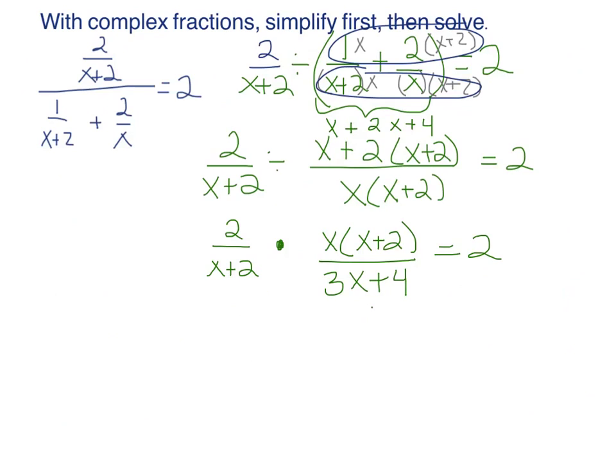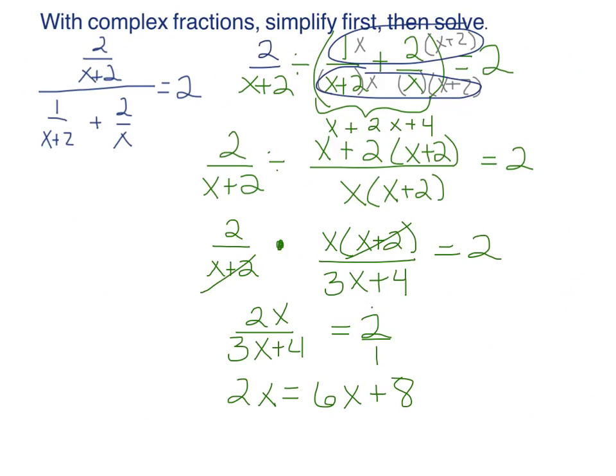And we're multiplying, so we could cross out, remember on this side, the x plus 2's can go, and you've got 2x over 3x plus 4 equals 2. Now we've gotten it down to the point where we can cross multiply, because that's over 1. So you have 2x equals 6x plus 8. And if we subtract 6x from 2x, we have negative 4x equals 8. And if we divide by negative 4, we get x equals negative 2. Whew.